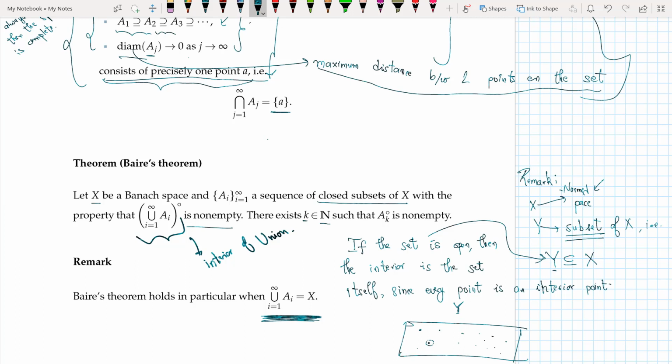The only important thing is that the ball that I'm drawing is in space X, because X was a Banach space or a normed space. So the ball that I draw is always in space X, but it should lie completely within Y. Of course, I cannot draw a ball in a set; I can always construct a ball in a space. So Y is a subset. I construct a ball in X and I see that the ball lies completely in Y. So I say that this point is an interior point of Y. And if every point is an interior point, then Y is open.